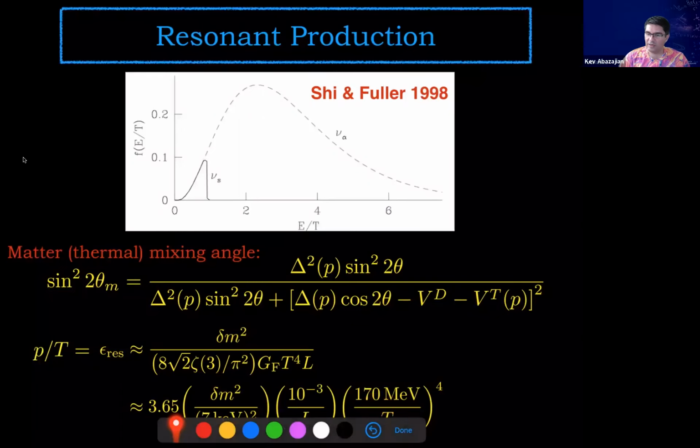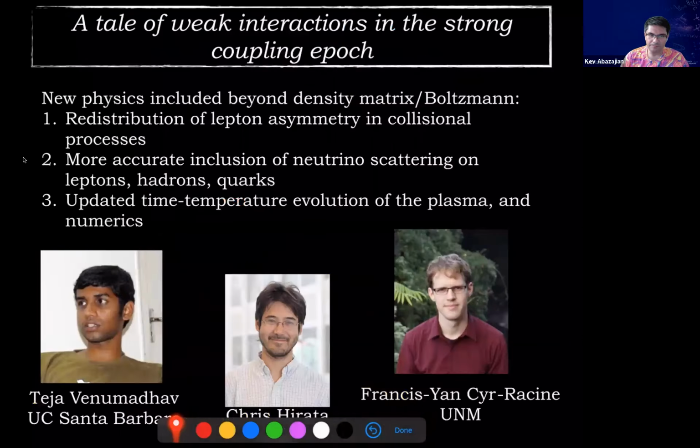Can I interpret this as a freeze-in mechanism? Yes, this was freeze-in before freeze-in was cool. This is definitely a freeze-in mechanism, and it wasn't called that at the time, though. It is definitely a freeze-in mechanism.